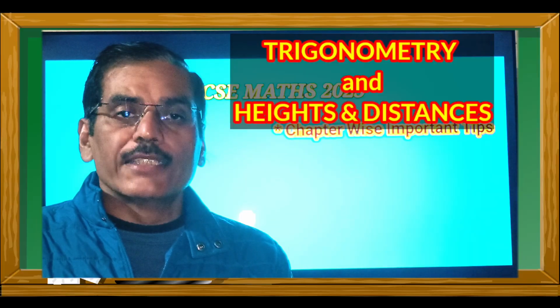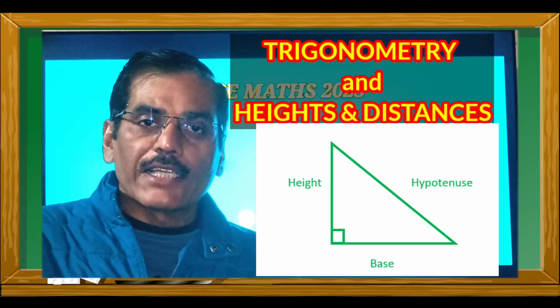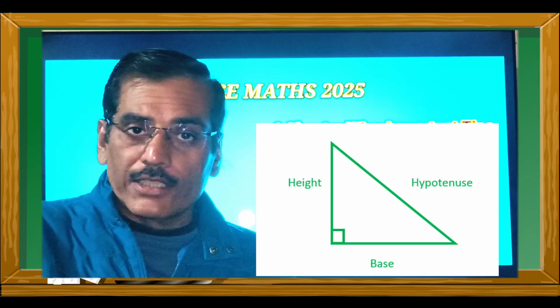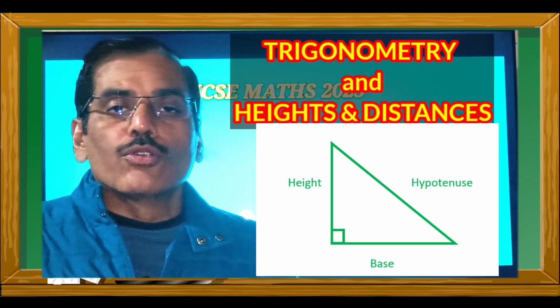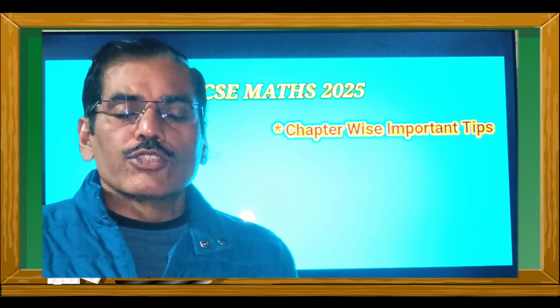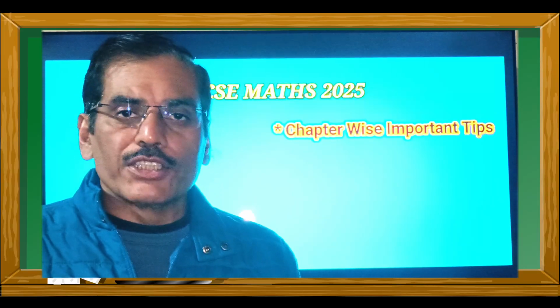So this is about height and distance. Distance means the base, height means the perpendicular. H for height, don't get confused. H means hypotenuse here, okay? So most of the question will be based on tan theta. So this was on trigonometry, 10 marks question.